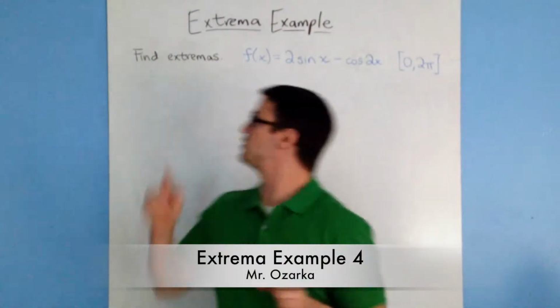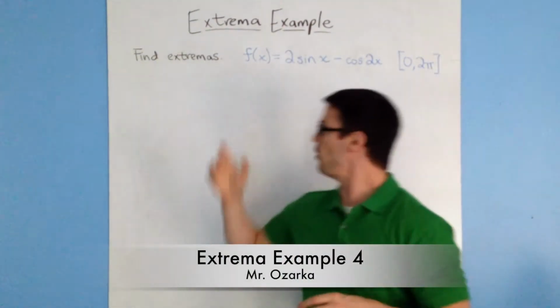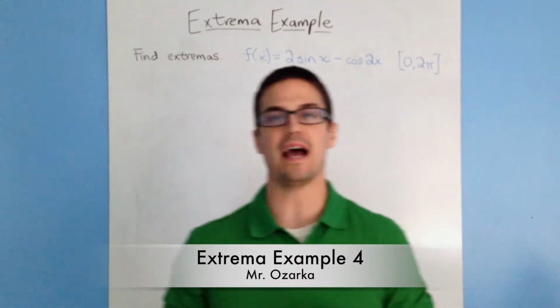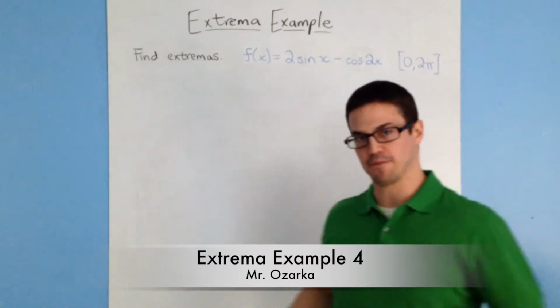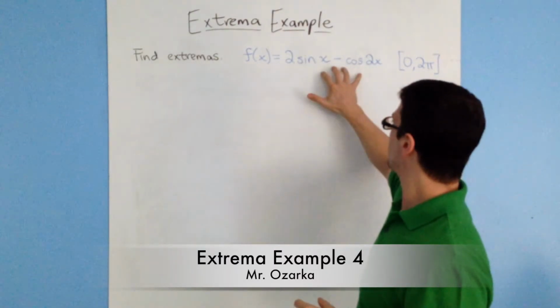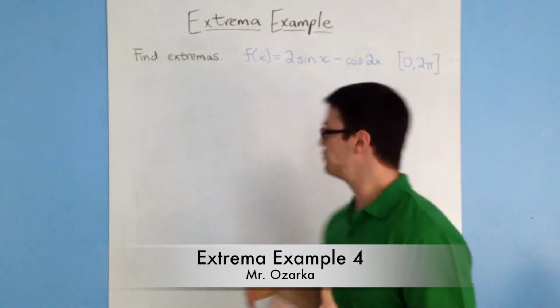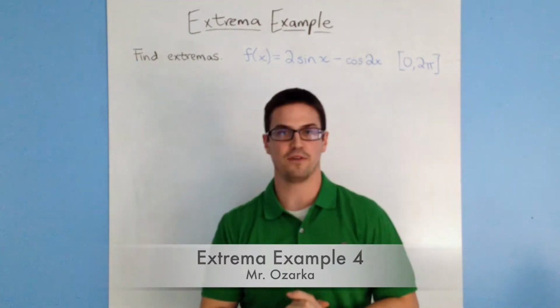Okay, so this is going to be an extrema example again, only this time it's going to be involving trig functions. But the same rules apply that we used before. So here we go. We have a trig function right here, and the first thing you're going to want to do is find the critical numbers, and to do that we're going to have to find the derivative of this function. So here we go.